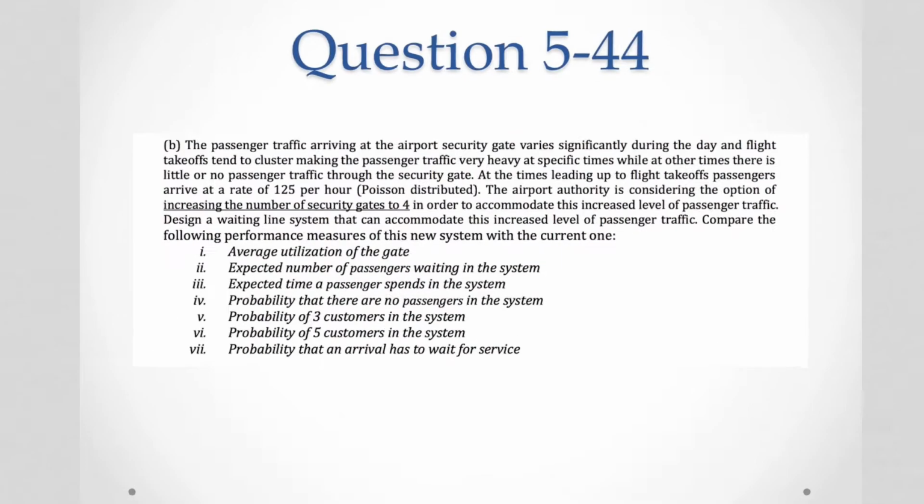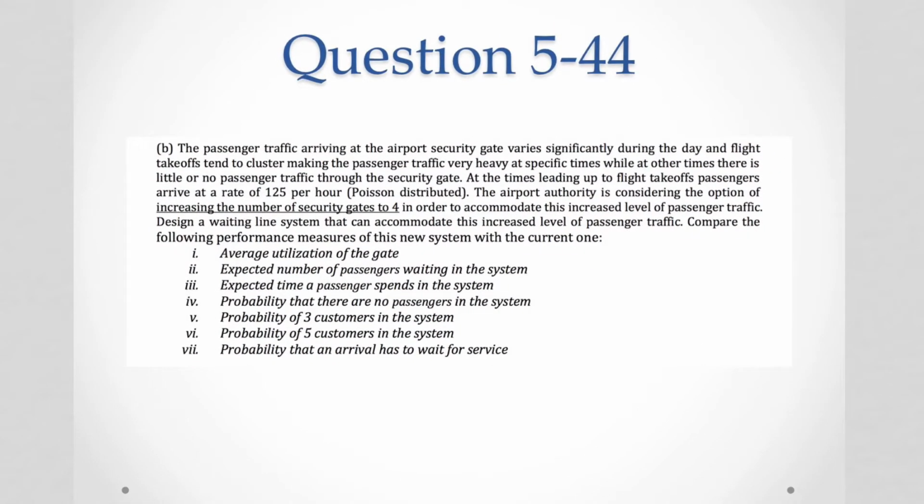The passenger traffic arriving at the airport security gate varies significantly during the day. Flight takeoffs tend to cluster, making passenger traffic very heavy at specific times, while at other times there is little or no passenger traffic. At the times leading to the flight takeoff, passengers arrive at the rate of 125 per hour. The airport authority is considering increasing the number of security gates to 4 in order to accommodate this increased level of passenger traffic. Design a waiting line system that can accommodate this increased level. Compare the following performance measures of the new system with the current one.